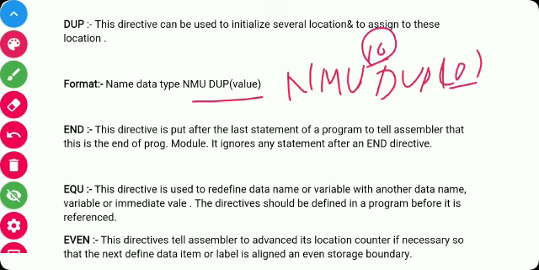Next is END. This directive is put at the end of the assembly language program and indicates that this is the end of the program. If there is any statement after END, it will be ignored by the assembler. Then EQU. This directive is used to redefine a data name or variable with another data name, variable or an immediate value. For example, A EQU 10 means it will assign the value 10 to the variable A.